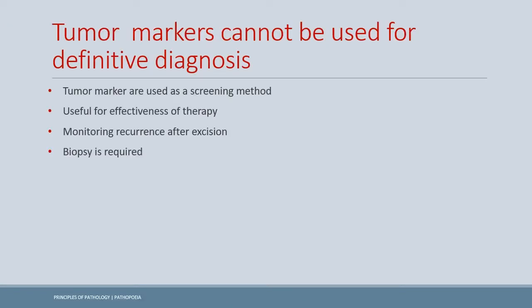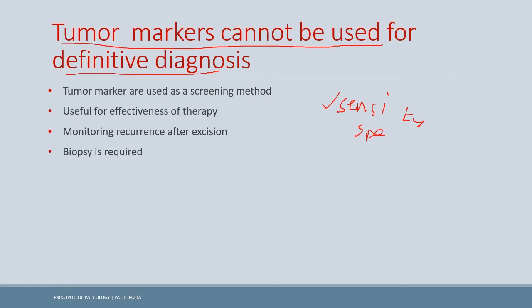Now, a very important take-home point is that tumor markers are absolutely not the definitive diagnosis. Now, if we have the PSA raised, I cannot say for sure that it's because of prostate cancer, because usually all these tumor markers have low specificity and low sensitivity. So low sensitivity and low specificity.